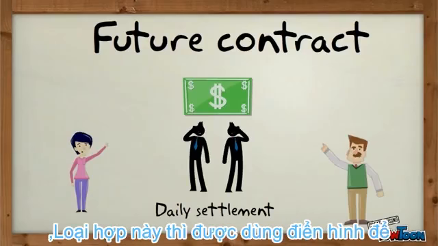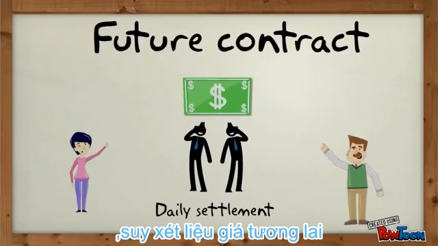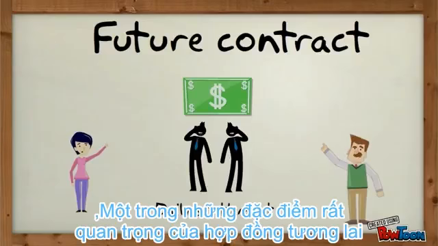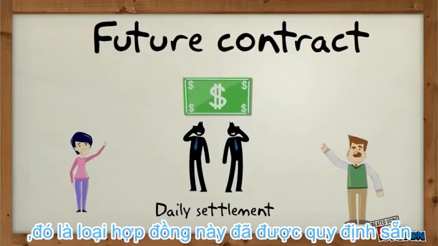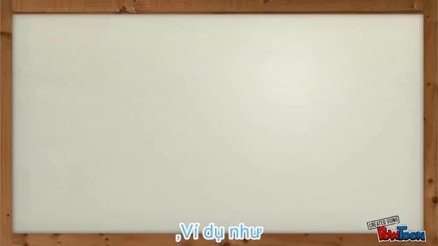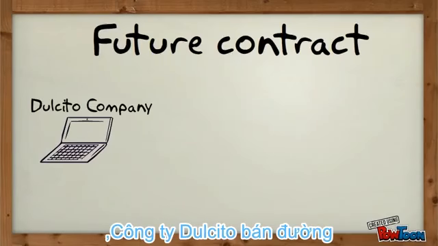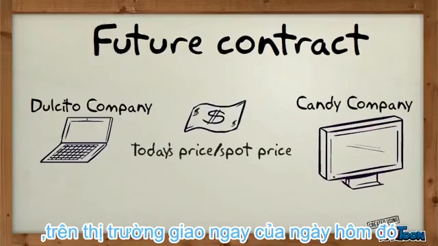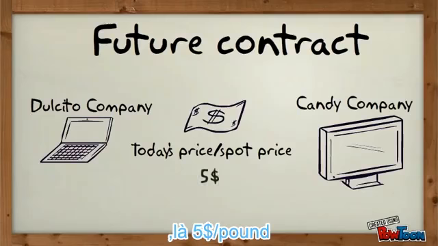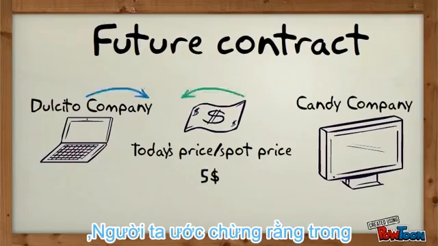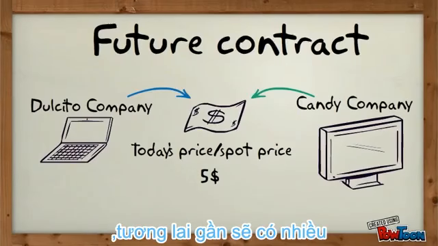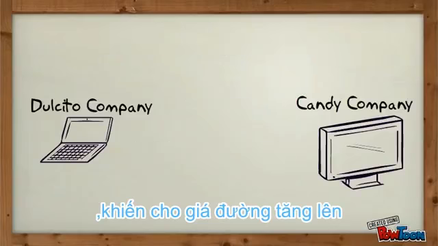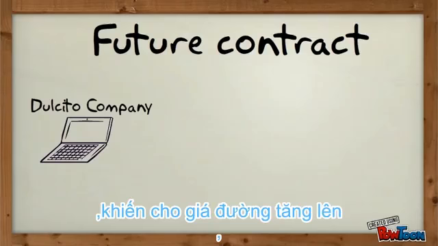These types of contracts are typically used to speculate on the future prices as well as to hedge risk. A very important feature of future contracts is that they are regulated. For example, Dulcito Company sells sugar to Candy Company, and the price for sugar today in the spot market is $5 per pound. It is estimated that in the near future there will be more demand for sugar used to produce energy from it, causing the prices of sugar to rise.